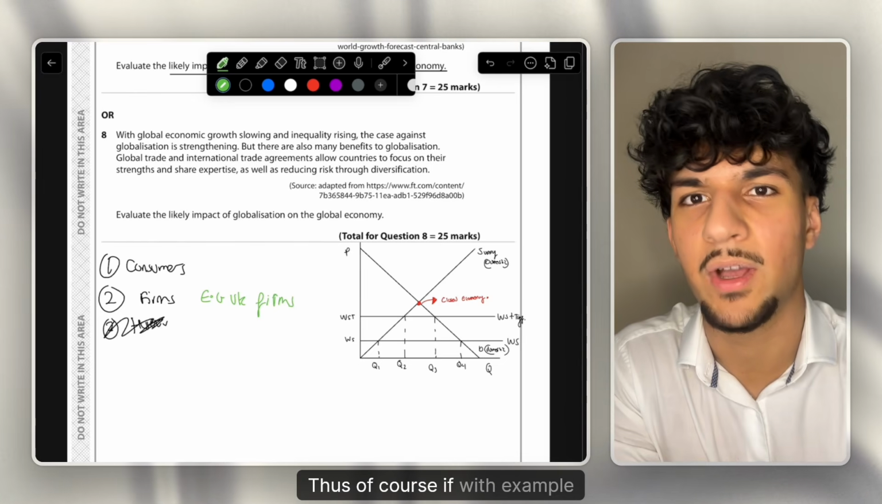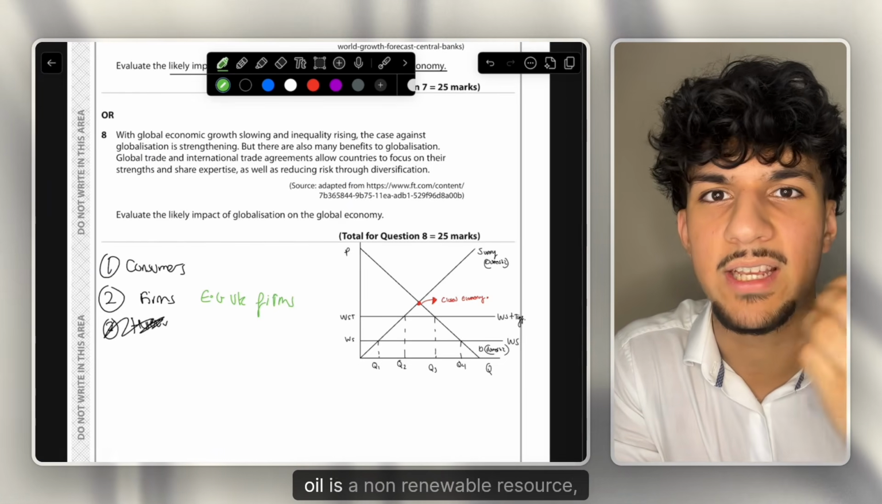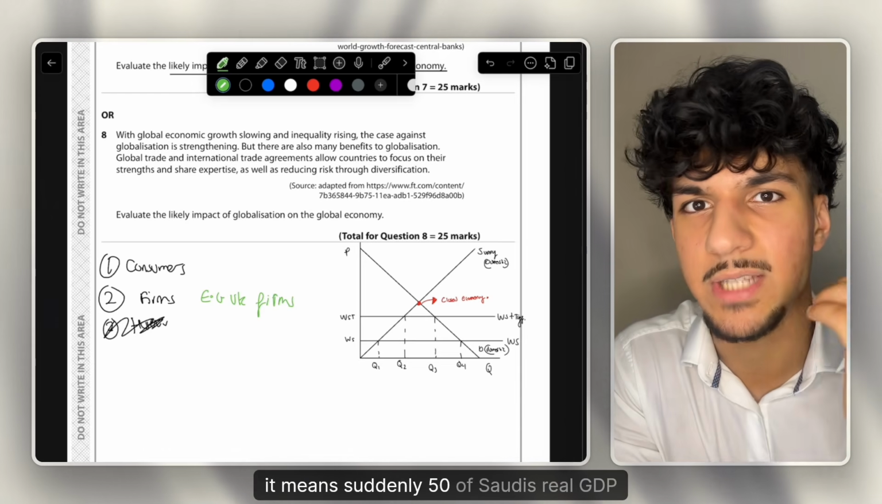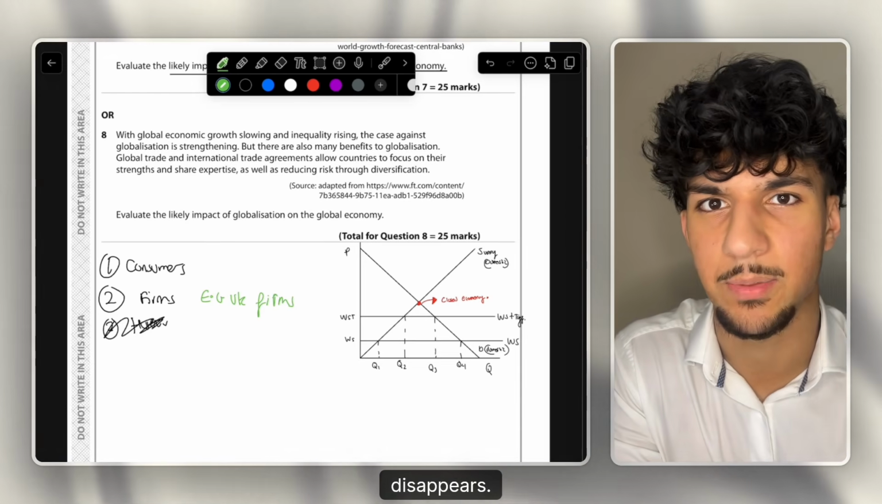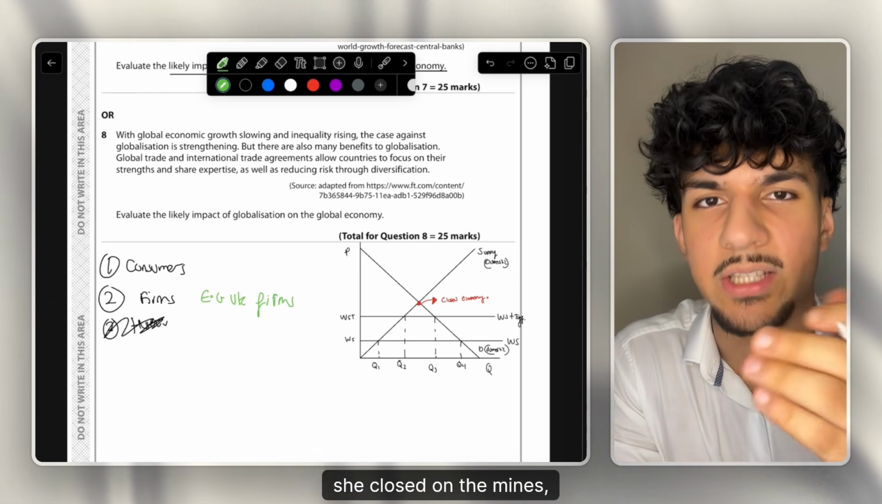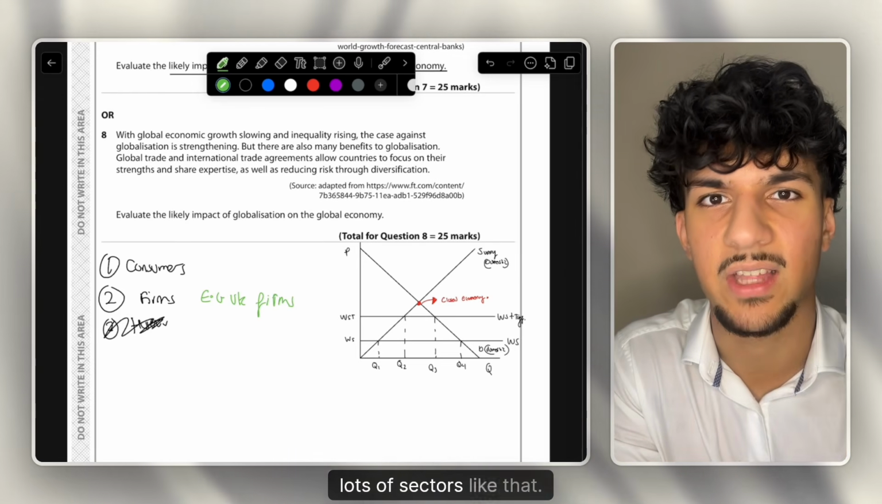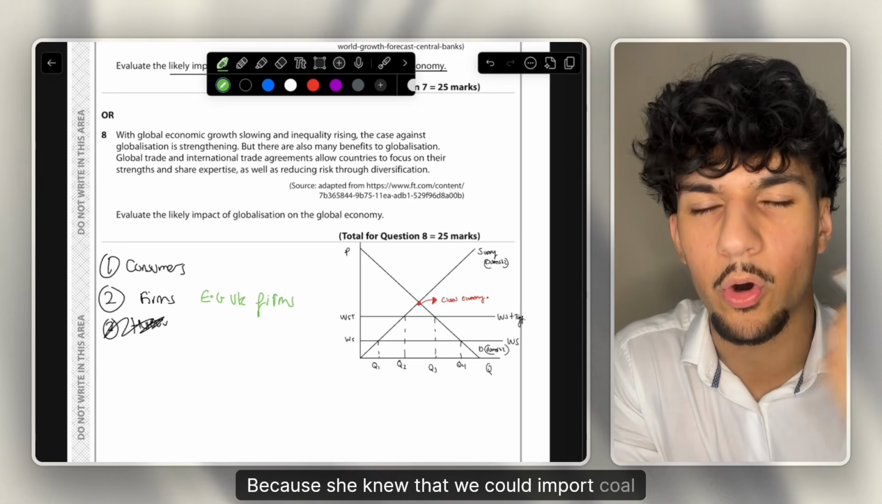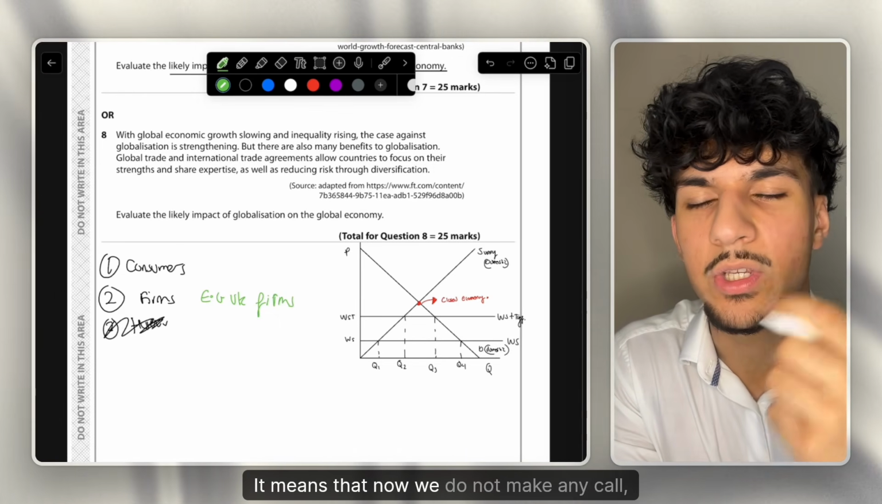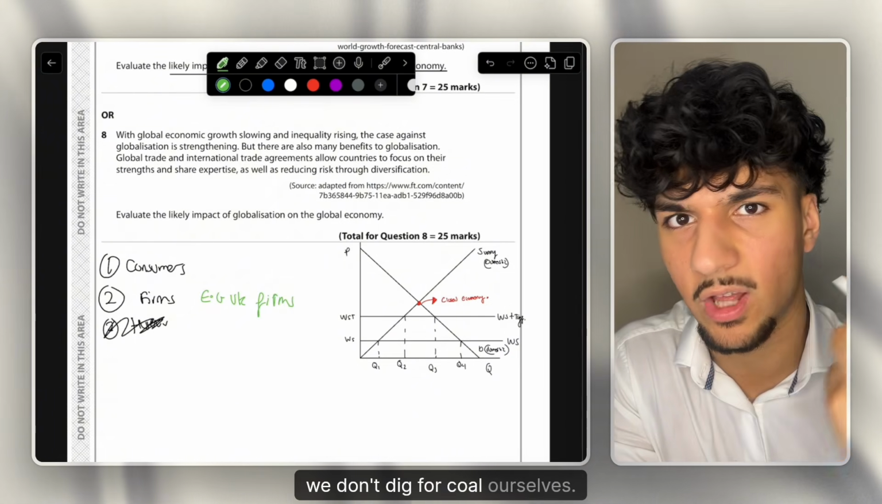Thus, of course, if, for example, oil is a non-renewable resource, then when oil runs out, it means suddenly 50% of Saudi's real GDP disappears. And it's similar with the UK. Of course, Margaret Thatcher closed down the mines, she closed down lots of sectors like that. Why? Because she knew that we could import coal for cheaper. But now what does that lead to? It means that now we do not make any coal, we don't dig for coal ourselves.